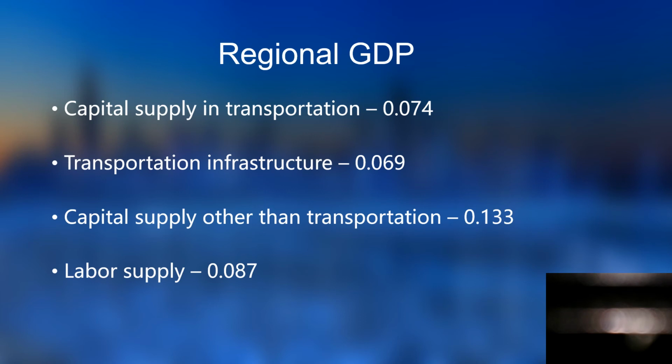0.087 and 0.133 respectively. So it means that although transportation factors are important in the GDP growth of a place, they become even more important when talking about regional growth. However, the two most important determinants are still capital supply other than transportation and labor supply in both conditions. The remaining percentage is accounted for by other factors affecting regional economic growth.